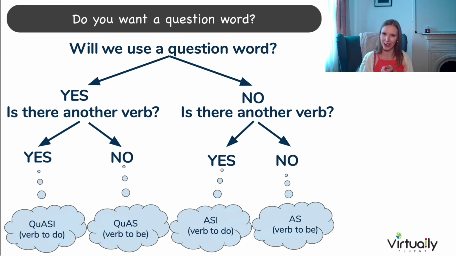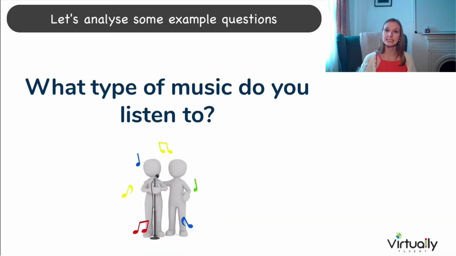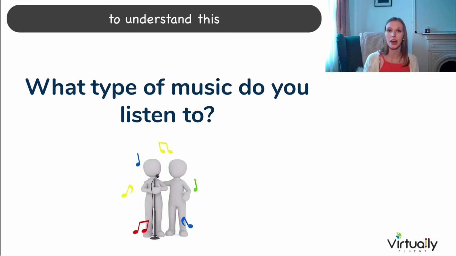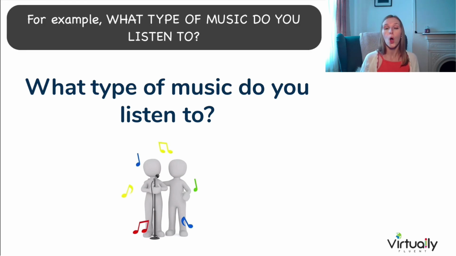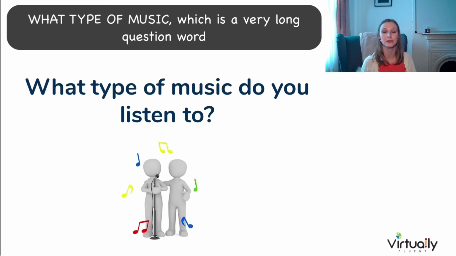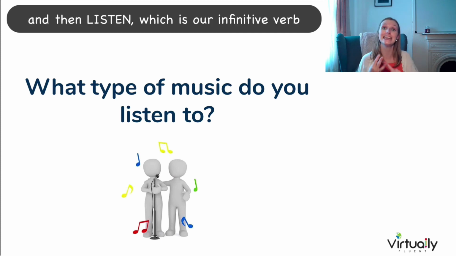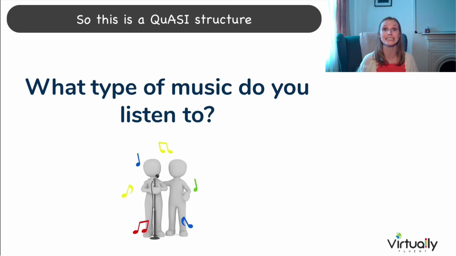Do you want a question word? And is there another verb in the question? Let's analyze some example questions to understand this. For example, what type of music do you listen to? Our structure here is what type of music, which is a very long question word, do, which is our auxiliary verb, you, which is the subject, and then listen, which is our infinitive verb. So this is a QUASI structure.